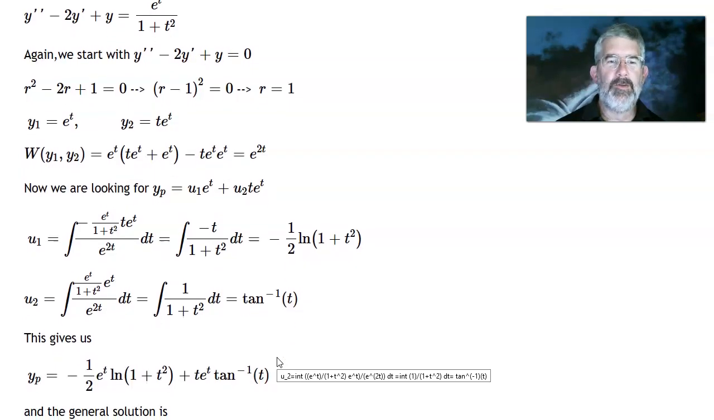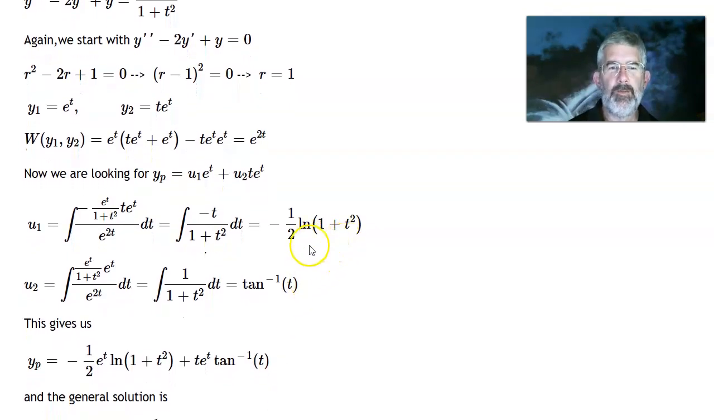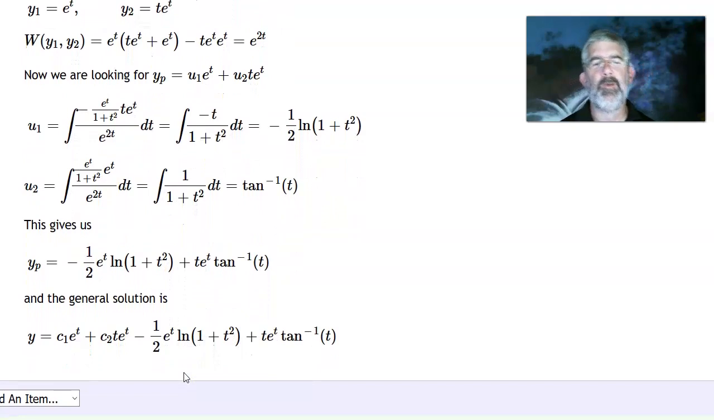Remember, the u1 and u2 were created so that we would multiply each one by y1 and y2. So the u1 times y1 is right here, and the u2 times y2 is right there with a plus sign in between. And then the general solution to the non-homogeneous equation is the general solution to the homogeneous equation plus the particular solution that we just created here. Okay. So there's a couple of examples of using variation of parameters to find particular solutions to non-homogeneous second-order linear differential equations.